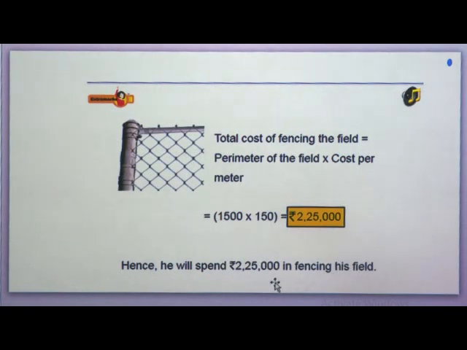So, in this way, what we did first was find the perimeter, and when it is rectangular in shape we have to use the formula of a rectangle. If it is square in shape, we have to use the formula for a square. After finding the perimeter of the given field, we multiplied it with the cost per meter. So, in this way we found the total amount required to fence the given field.